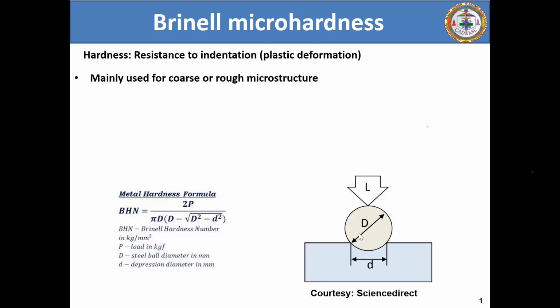So this is the formula you have to use in order to find the BHN, or the Brinell hardness number. It is 2P, or 2L, where L or P is the applied normal load, divided by pi D times (D minus the square root of D square minus d square). Capital D is the steel ball diameter in millimeters, and small d is the depression diameter in millimeters.